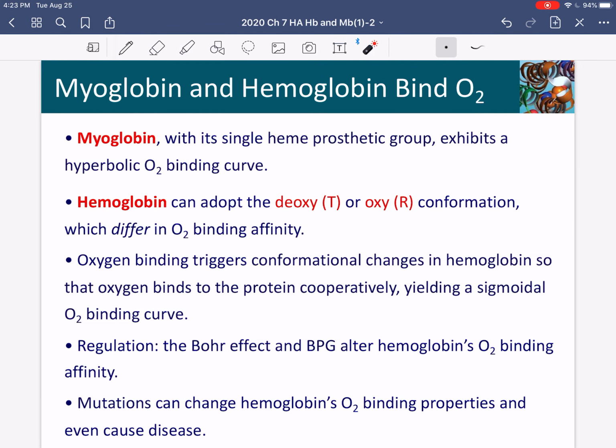All right, so in this first part of part 2, we're going to talk about hemoglobin and myoglobin as an overview, and the bullet points listed here are going to get broken down as we move on through part 2.